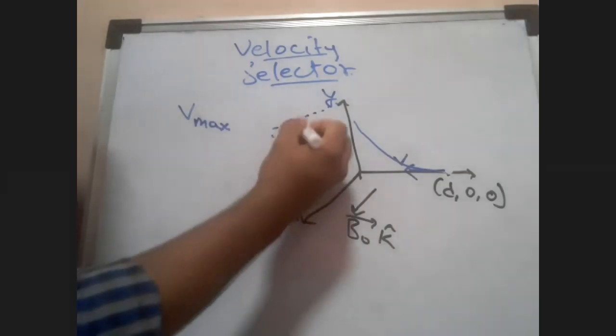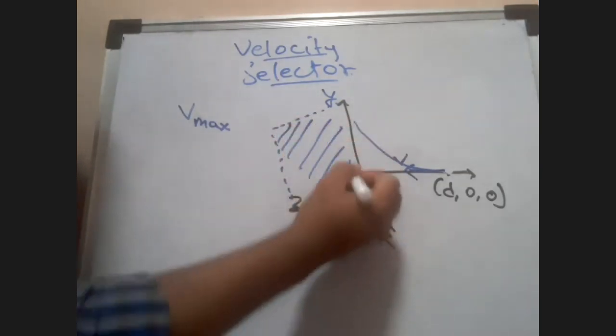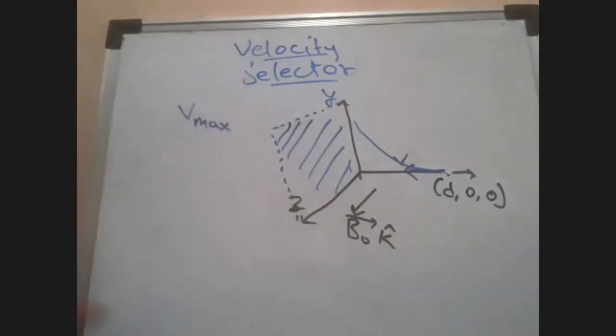So what can be my approach? It should not at all touch the plane. It should go from here. When will that happen, students? R should be smaller than D. R should be smaller than D. Okay. Anyone else?